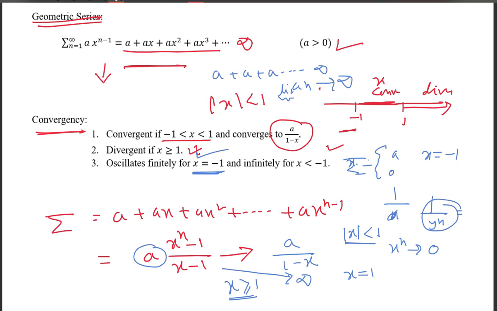And if x is less than -1, in that case the values will tend to either minus infinity or plus infinity. So it will oscillate between minus infinity and plus infinity. So you have to remember this thing. Proof is not required. You have to remember it is convergent only when mod x is less than 1, divergent for x greater than or equal to 1, oscillates finitely for x equal to -1, and infinitely for x less than -1.